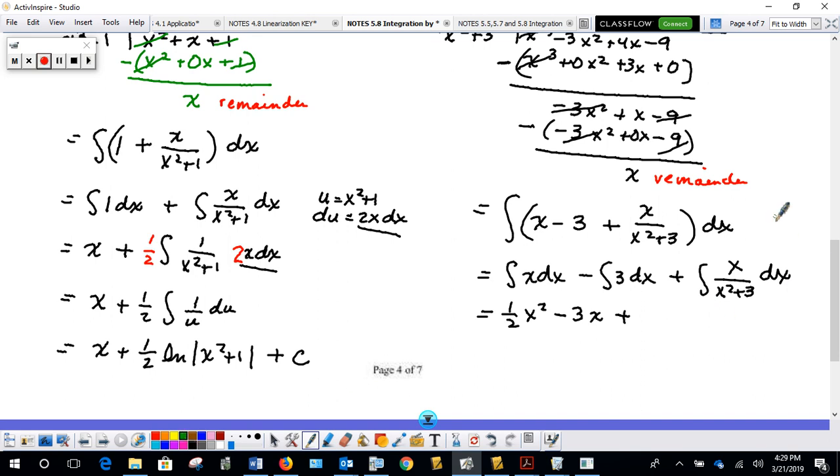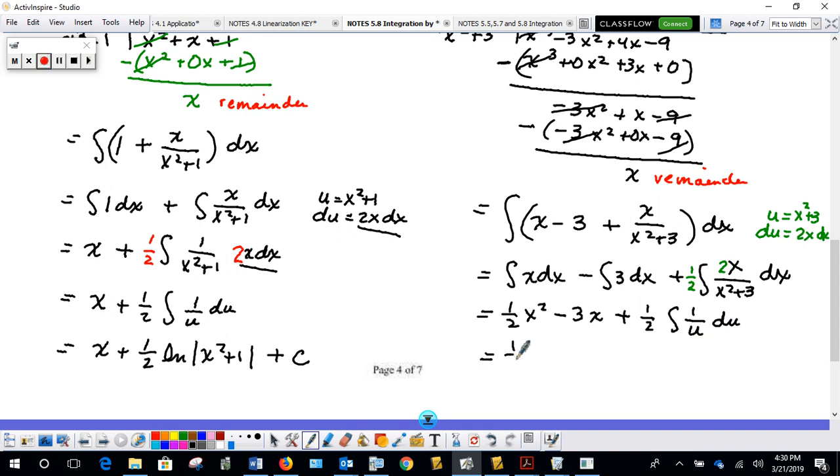So I'll just write it up here. u would equal x squared plus 3. du equals 2x dx. This is a log rule problem. Let's put in our corrector right here. Let's rewrite it with our u substitution. 1/2 antiderivative 2x dx becomes my du, and then 1 over u.